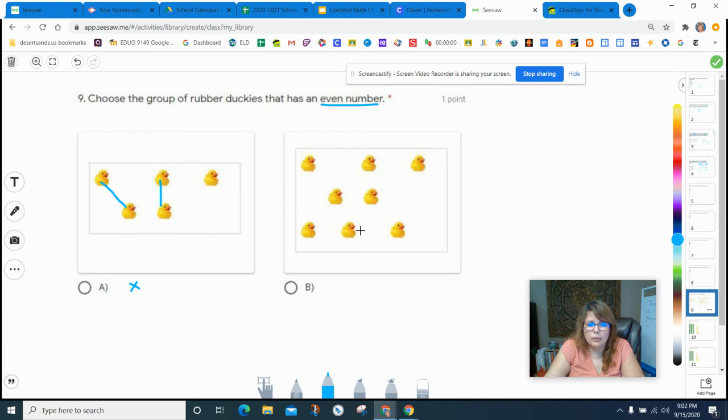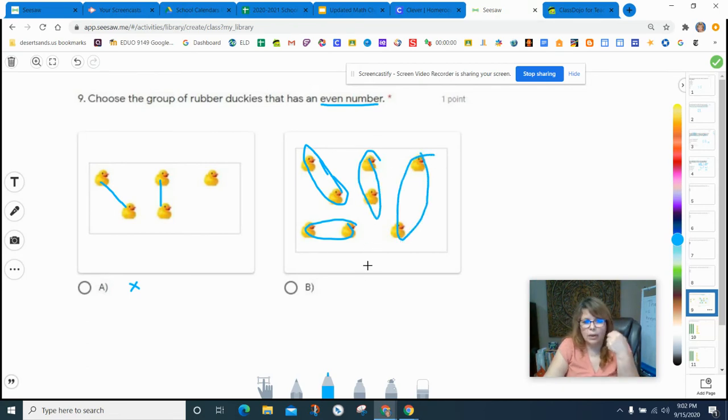So I go here, I go pair, pair, pair, and pair. Now, if you can't see it with your eyes like this, count them. 1, 2, 3, 4, 5, 6, 7, 8. You can still check, and then you go like this, and they all have a pair, and you're like, oh, that's an even, so that's my choice, letter B.